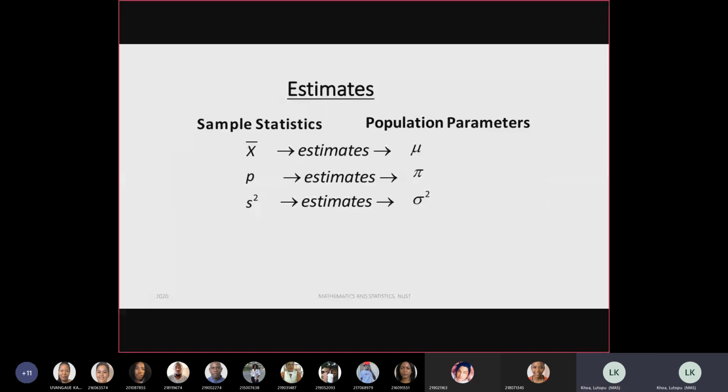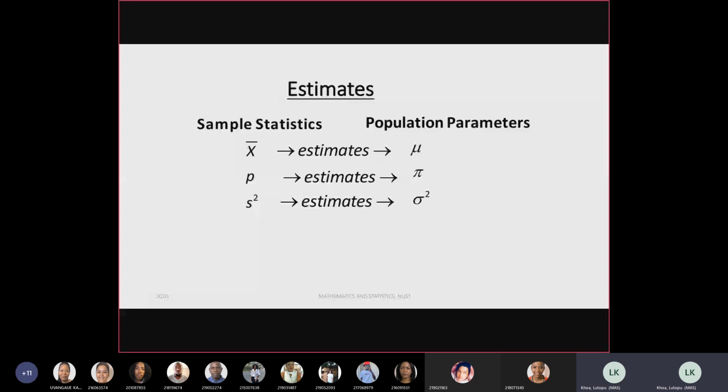So like I was saying, X bar estimates mu, which is the population mean. P estimates the population proportion, which is pi, and then S squared estimates sigma squared, which is the variance in the population.